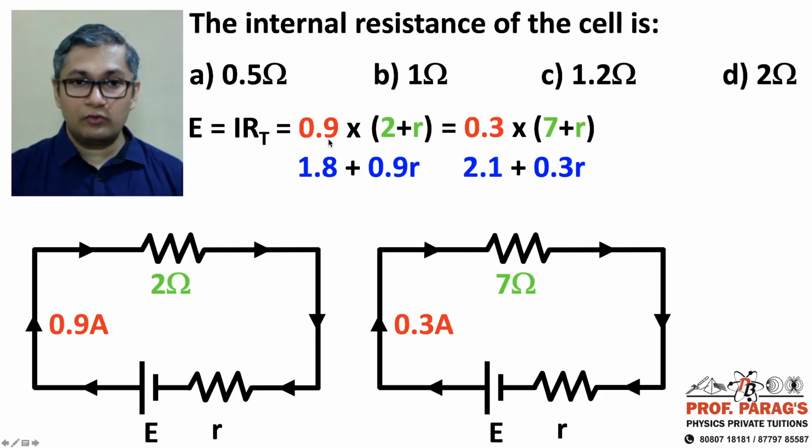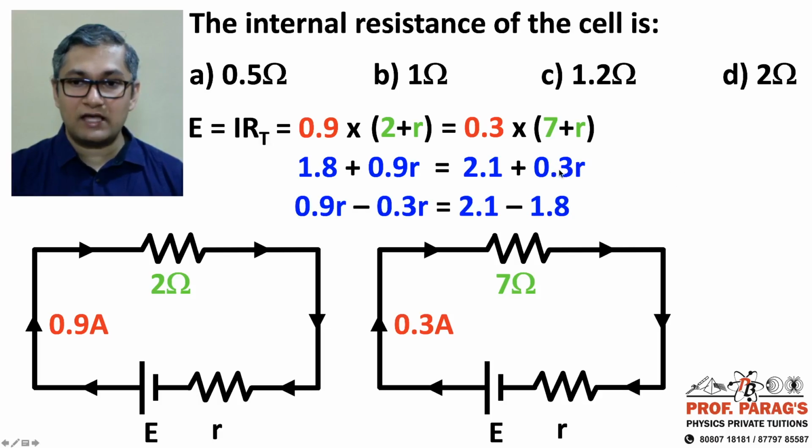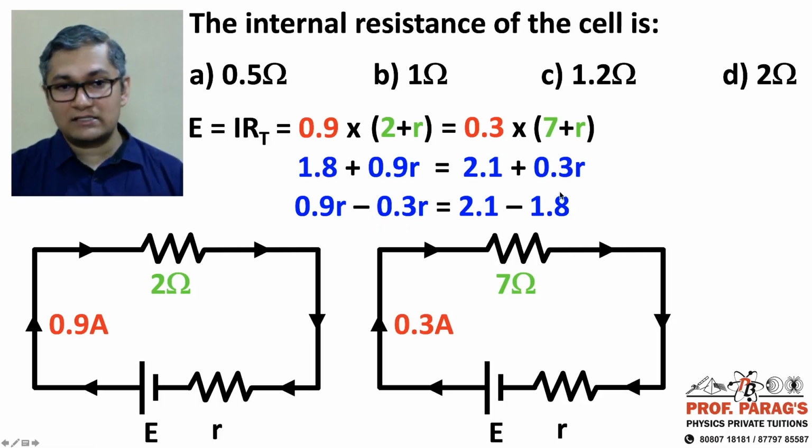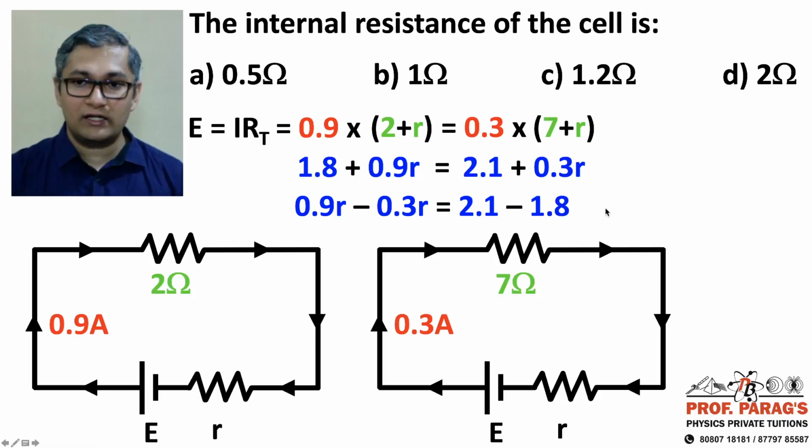So if both of these are the same EMF E, then what can I do with these blue voltages on the left and the right? I can just equate them, they are equal. And then just rearrange the terms. So let's bring 0.3 R into the LHS, so it will become minus 0.3 R. And let's take this 1.8 to the RHS, so from plus in the LHS, when it goes to the RHS it becomes minus 1.8.